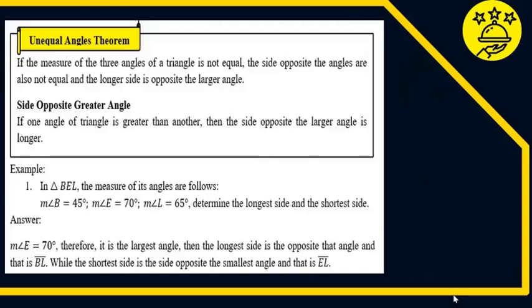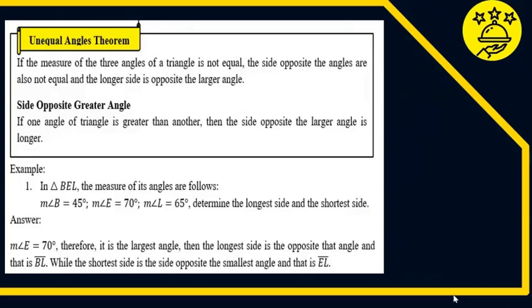Unequal angle theorem: if the measures of the angles of a triangle are not equal, the sides opposite those angles are also not equal. The longer side is opposite the larger angle. So if we have the longer side, it has the larger opposite angle. This is the side opposite greater angle theorem, the reverse of the first theorem that we have. If one angle of a triangle is greater than another, then the side opposite the larger angle is longer.